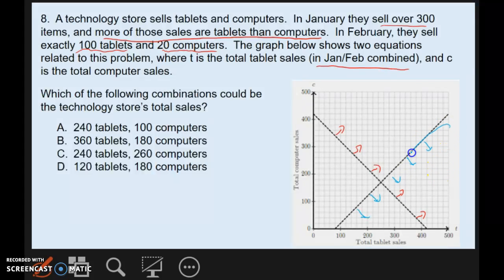So essentially what I'm looking for are any values that are in that region here. So looking at my numbers, if I take 240 and 100, that doesn't quite fit. 360, so these are going up by 20s, and 180 would fit right in there. And so that one would likely be the one to work. Let me just double check the other ones. 240, 260 is up in this area, and then 120 and 180 is in that area. So again, I know that B would be my correct choice.